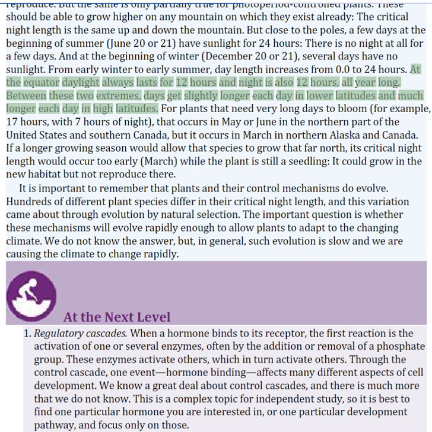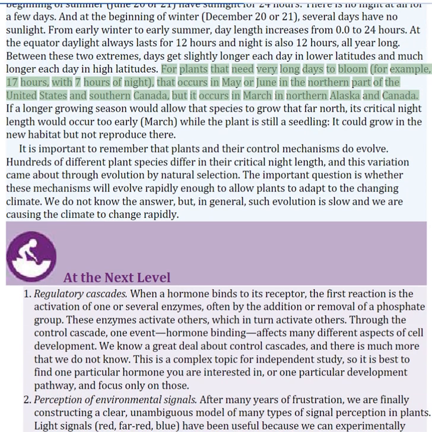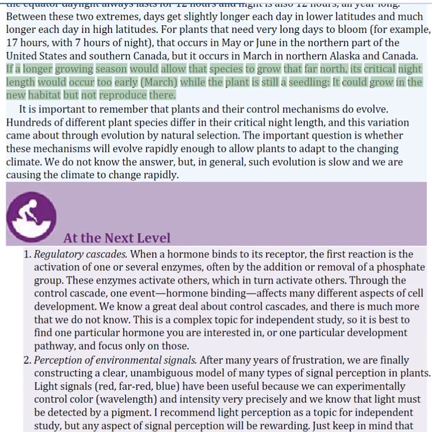Between these two extremes, days get slightly longer each day in lower latitudes and much longer each day in high latitudes. For plants that need very long days to bloom, that occurs in May or June in the northern part of the United States and southern Canada, but it occurs in March in northern Alaska and Canada. If a longer growing season would allow that species to grow that far north, its critical night length would occur too early while the plant is still a seedling. It could grow in the new habitat but not reproduce there.